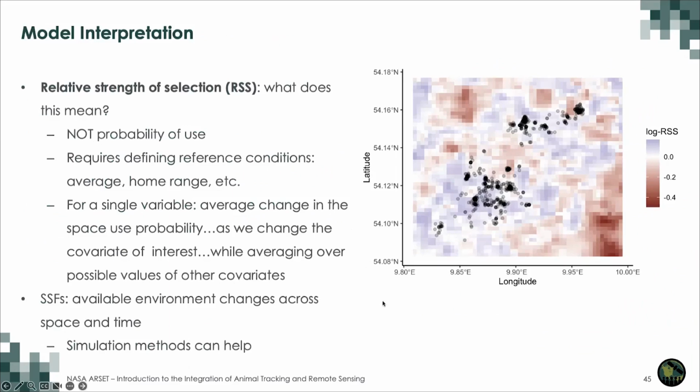Okay, so in this last section, I just want to talk a little bit more about this relative strength of selection variable, because it's not the most intuitively named, nor is it the most intuitive outcome of a model.